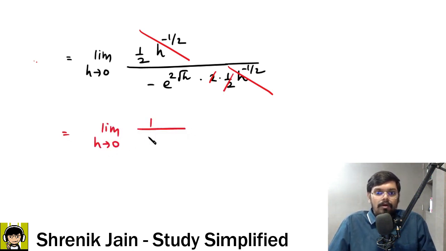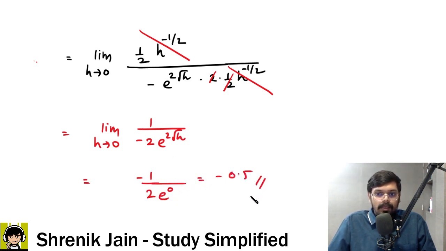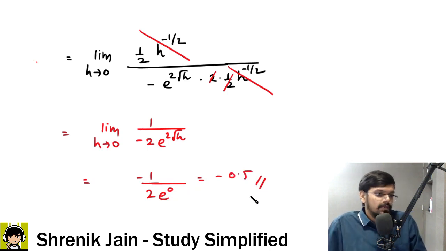So 2 into half it's cancelled, and wherever h you are seeing, please substitute 0. Check it out now. What is left is this stuff. So wherever h is there, if you substitute 0, so minus half into e to the power 0, so minus 0.5, that is the answer. So a lot of students were saying minus 0.5.